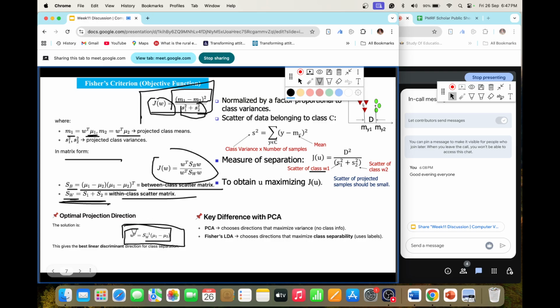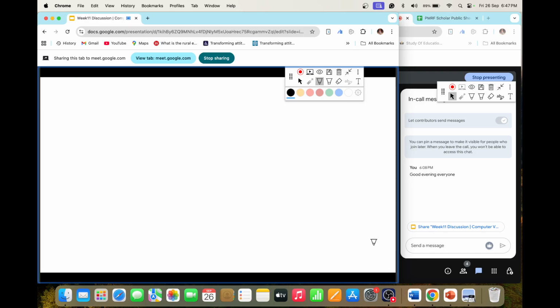Okay, W star is nothing but SW inverse times (mu1 minus mu2). By this you can get the W star. So the key difference between PCA and LDA: PCA chooses the direction that maximizes the variance, while LDA chooses the direction that maximizes the class separability. So that is the difference between PCA and LDA.